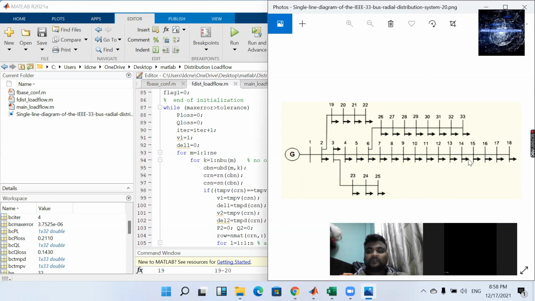That means, for example, for this branch, what is the branch number of this? 14. Yeah. So for this branch, how much power will flow in the initial case? The summation of the loads which are fed from this branch, that is 15, 16, 17 and 18. If we sum up all the loads, that will give the power flow through this 14 branch.